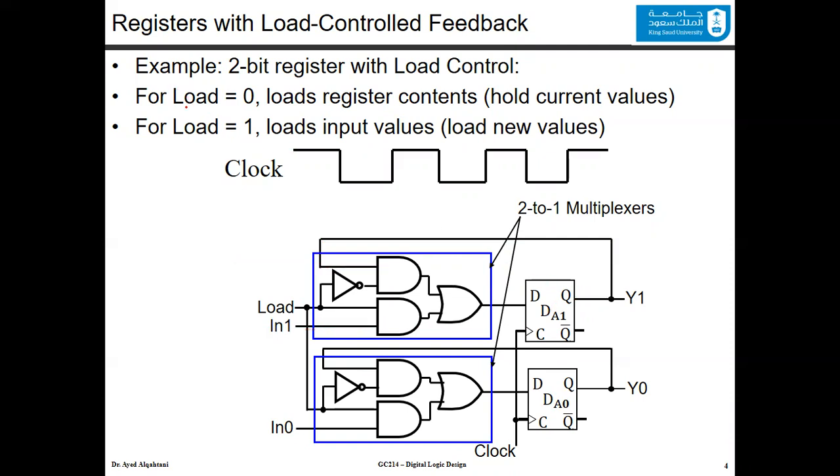So if the load is equal to 0, meaning that we don't want to load an input from outside, we want to keep the same value. So we keep the register contents by using the feedback, so you hold the current values. If the load is equal to 1, meaning that we want to load the outside input inside the flip-flop, you load this input value, which will be the new value. This is for this flip-flop and also for this flip-flop.